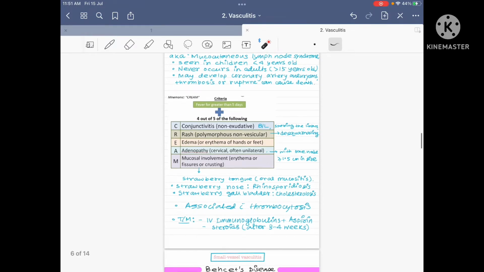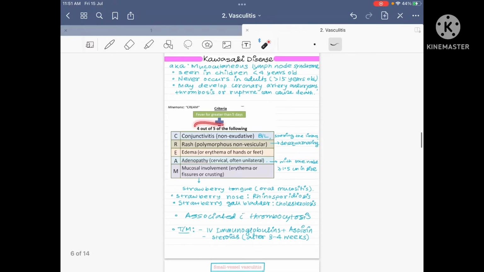And there is a mnemonic called CREAM. There is also CRASH BURN, something like that. I don't remember that. The CREAM is the easier one. The patient will be having fever for more than 5 days, and along with that 4 out of 5 features.